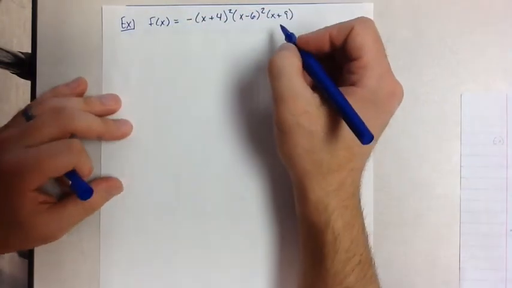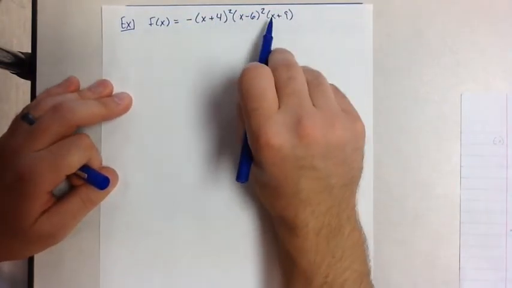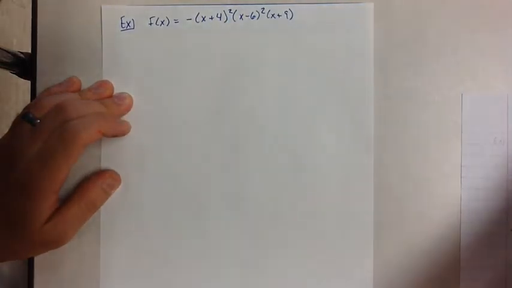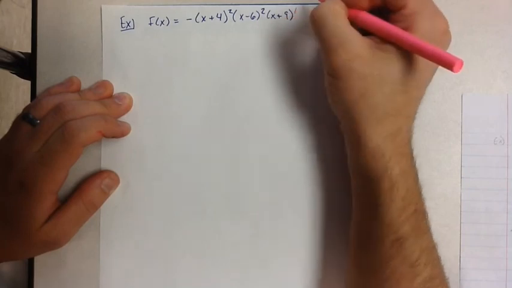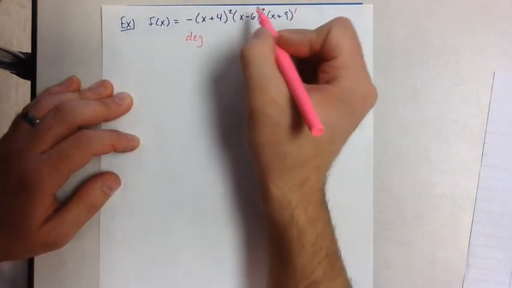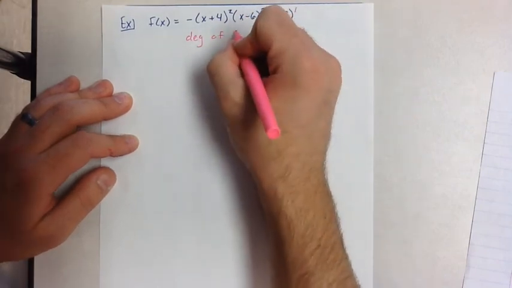So beginning, we want to find the degree. So looking at our factors, I have 2, 2, and then a degree of 1. So our total degree, the degree of our function, 2, 2, and 1, we would say this function has a degree of 5.